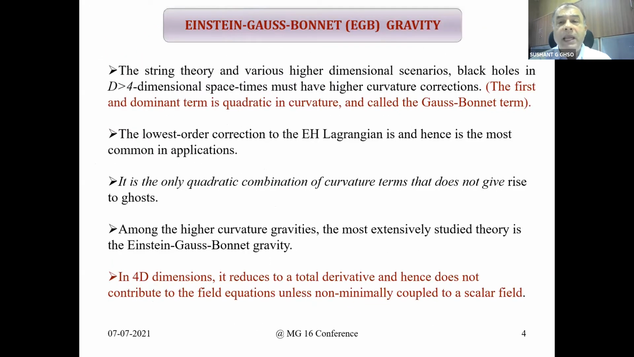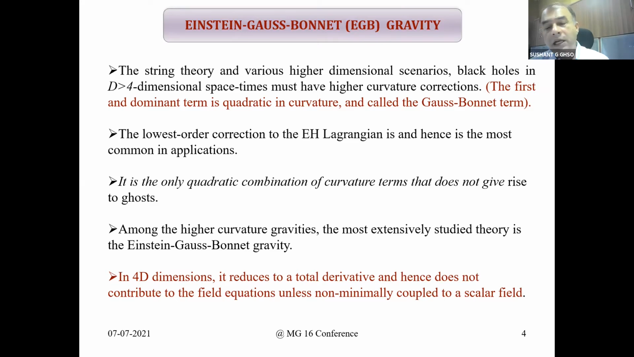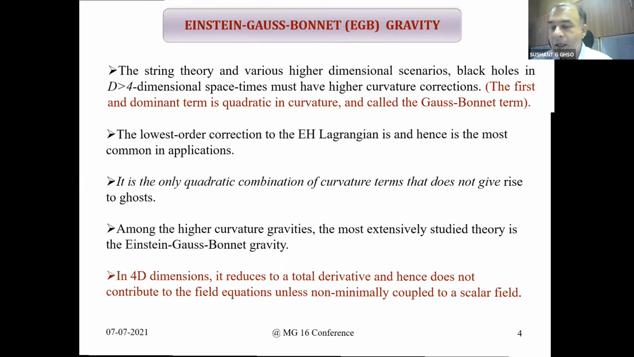Now, this became very important, and the important point is that EGB works only in higher dimensions. This quadratic curvature is adjusted in such a way that the equation of motion is still second order, right? This is the most studied Lovelock gravity, the Einstein-Gauss-Bonnet gravity. Now the problem is that it requires higher dimension. Yes, it requires higher dimension because in 4 dimensions it is a total derivative, and hence it doesn't contribute to the dynamics.